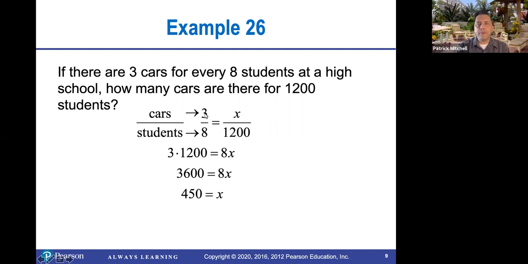And then cross multiplying, we get 3 times 1200 equals 8 times x. So that gives us 3600 equals 8x. And if you divide both sides by 8, you get that x is 450. So if there are 1,200 students at this school, that means there are 450 cars.